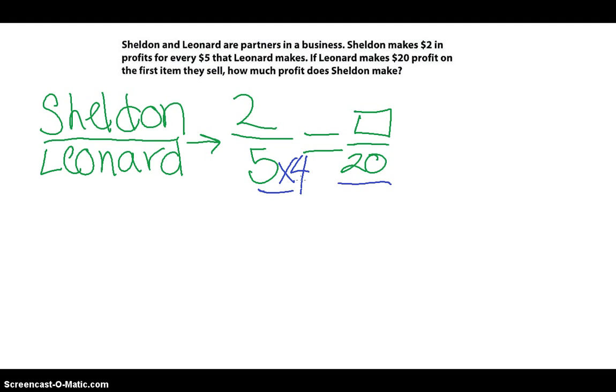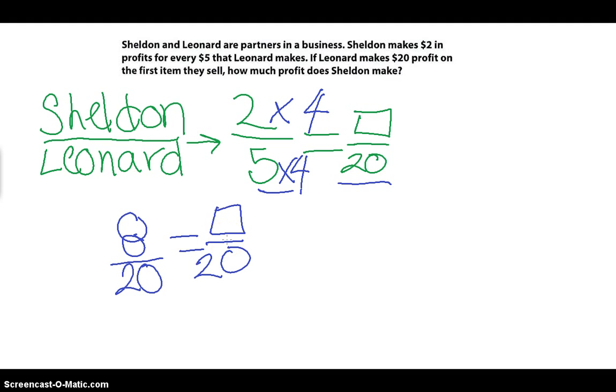There's another rule of proportions, which is that whatever I do to the bottom, I must do to the top. So if I multiply my 5 times 4, I have to multiply this 2 up here by 4 also. So now when I do that, I get an equivalent fraction over here of 8/20ths. And I'm just going to rewrite it down here. So this is what my proportion looks like now.